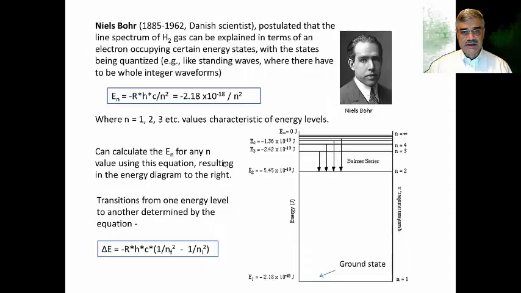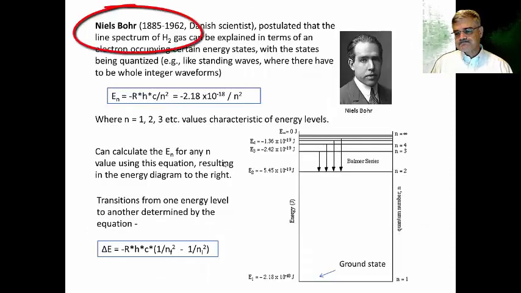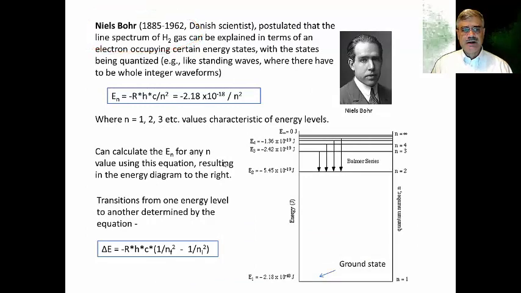Pretty fascinating. Well, then Niels Bohr, a Danish scientist, came up with an explanation for this. He postulated that the line spectrum of hydrogen gas can be explained in terms of electrons occupying certain energy states, with these energy states being quantized.